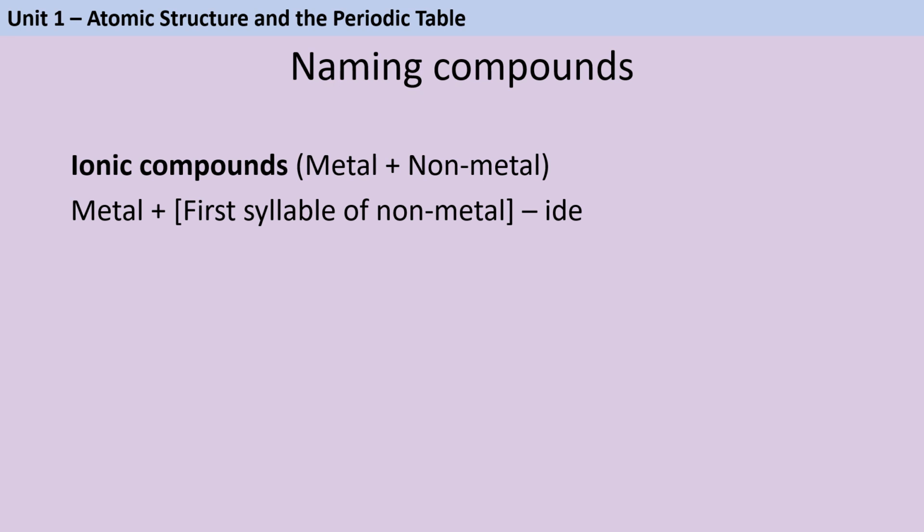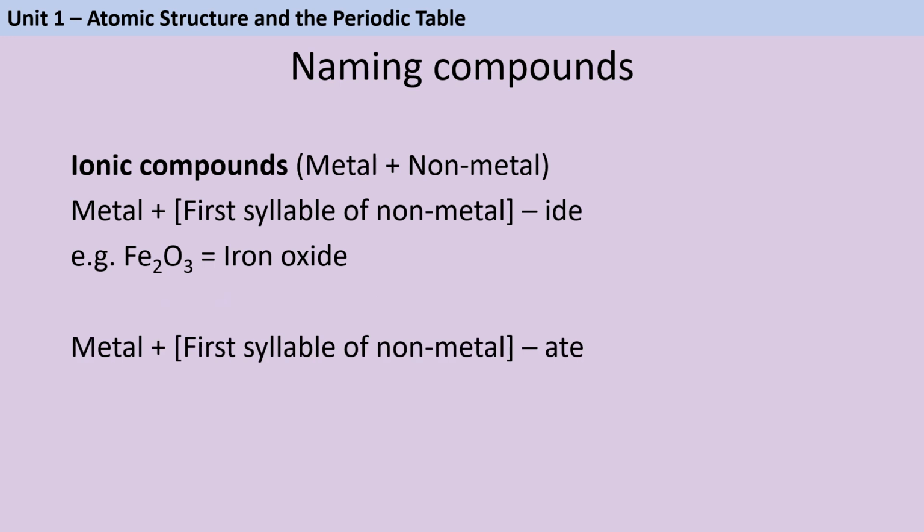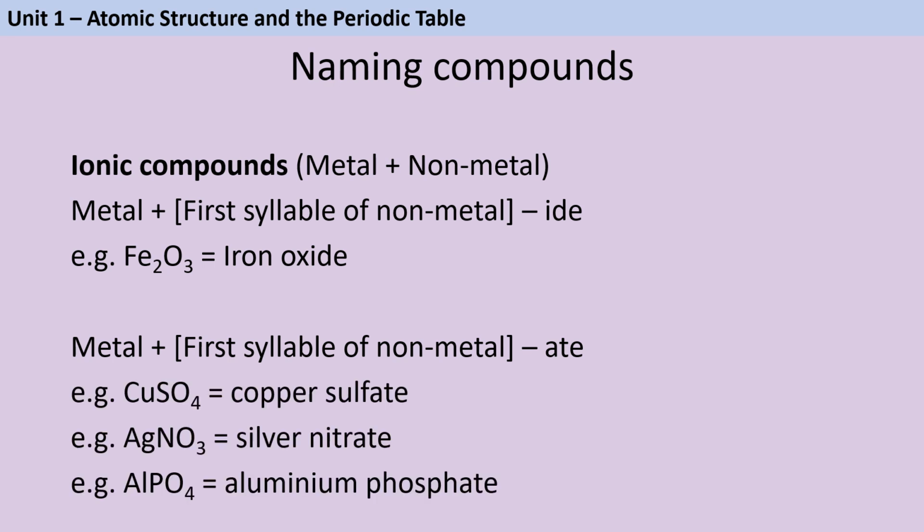So if you've got a 2-word name with "ide" at the end, it's going to be a compound. Examples of this might include iron oxide, copper chloride, or tin sulfide. And then if it's an ionic compound containing 3 elements instead of 2, we use the suffix or the ending "ate." So again, if you've got a 2-word name and the second word finishes with "ate," you know it's going to be a compound. You're already familiar with sulfates and nitrates like copper sulfate and silver nitrate because these could be salts that are produced in the required practical. But we've also got aluminium phosphate as an example.